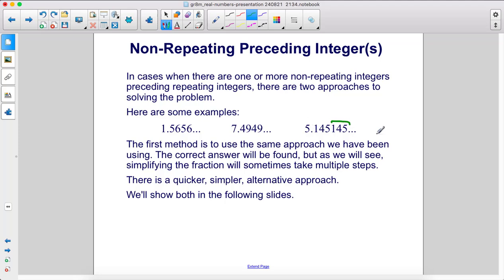The first method is to use the same approach we've been using. The correct answer will be found, but as we will see, simplifying the fraction will sometimes take multiple steps. There is a quicker, simpler, alternative approach. We'll show both in the following slides.